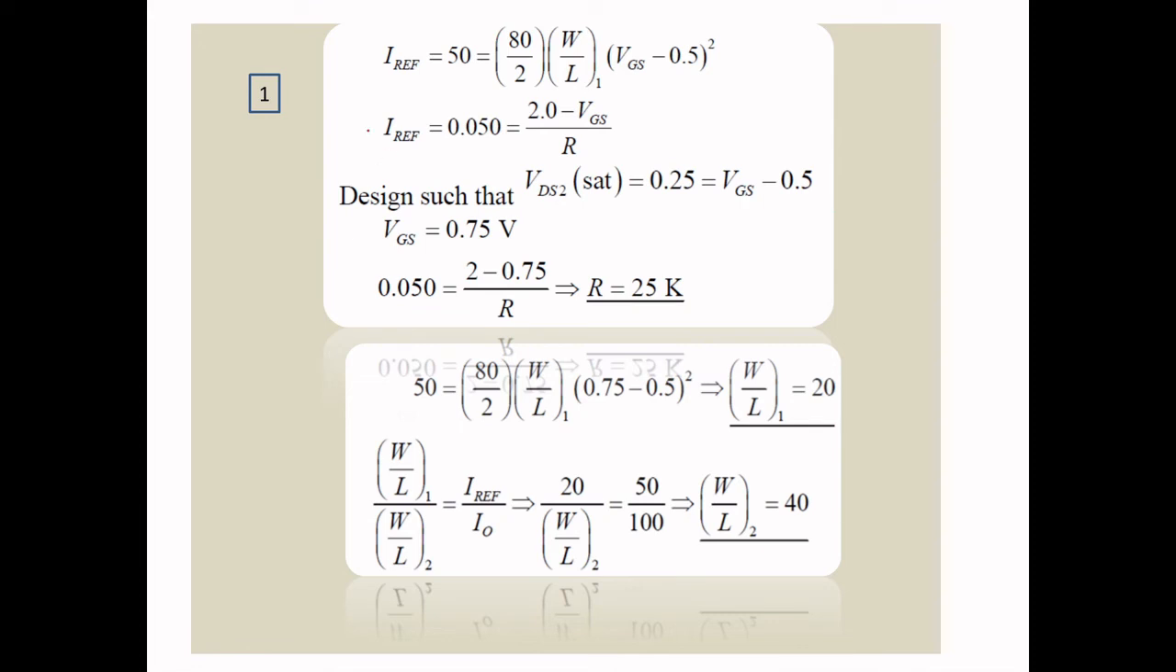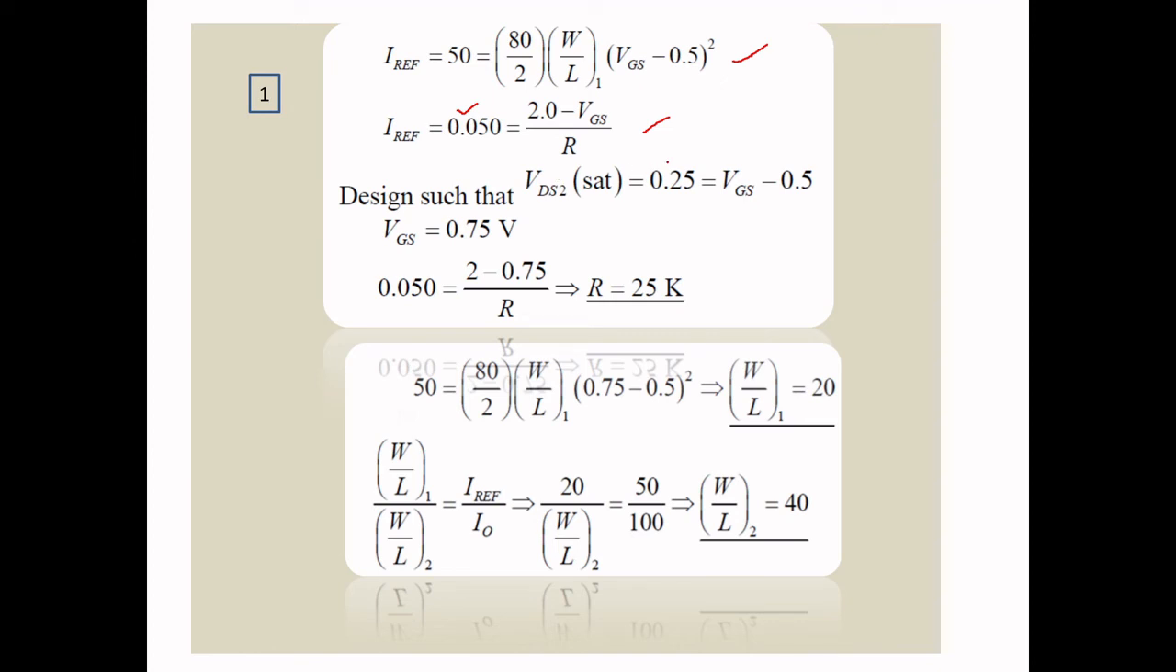Okay, fine. So for I ref, you already know the two formulas. One is the basic current equation, and another is the supply voltage minus VGS divided by R. So 50 equals 80 divided by 2, W by L ratio, VGS minus 0.5 whole square. Right, so here you can see that it is the supply voltage minus VGS divided by R. So 0.050, that is I ref, is given here in the problem.